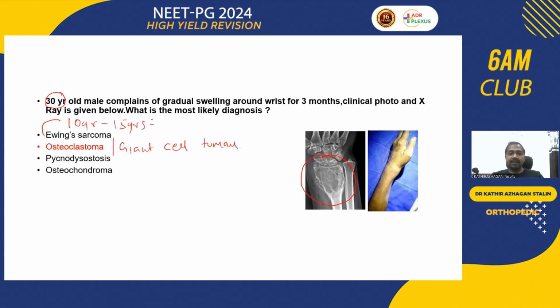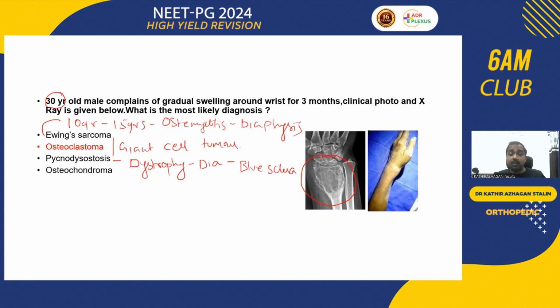And they will give features of osteomyelitis: fever, ESR elevated, CRP elevated, and the tumor will be in the diaphysis. Pycnodysostosis is not a tumor, it is a skeletal dystrophy. It is again diaphyseal, and one feature of pycnodysostosis which was tested in the past was blue sclera.